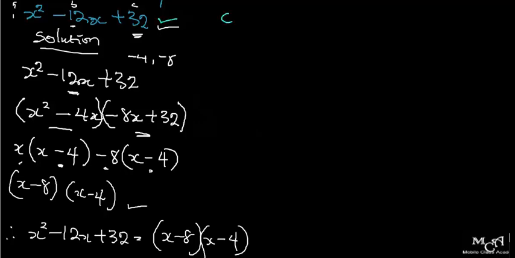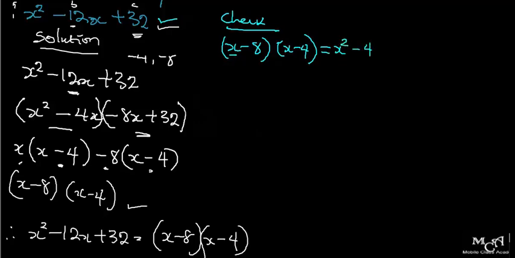Now let's do the check. What do we have? x minus 8, x minus 4. Now let's expand this. X times x is going to give us x squared. X times minus 4 is going to give us minus 4x, right? Minus 8 times x is going to give us minus 8x. Then minus 8 multiplied by minus 4 is going to give us plus 32.